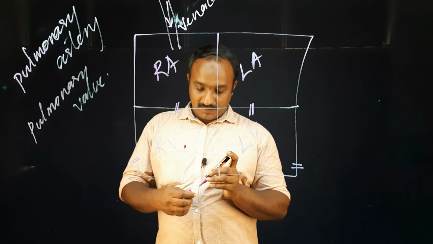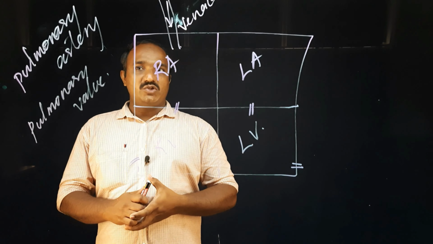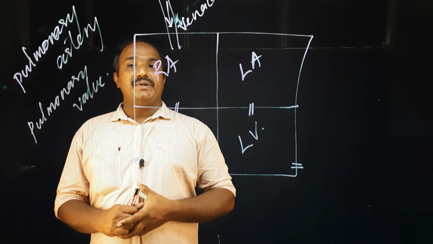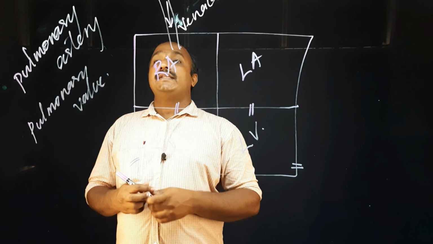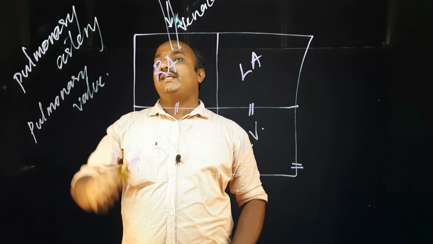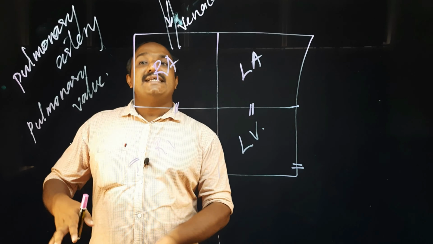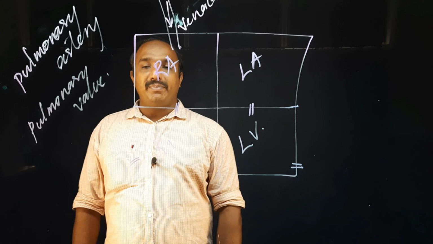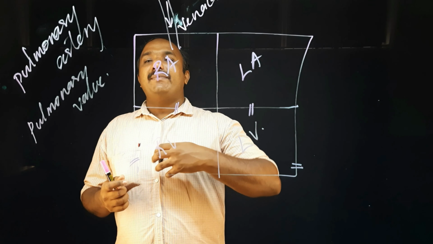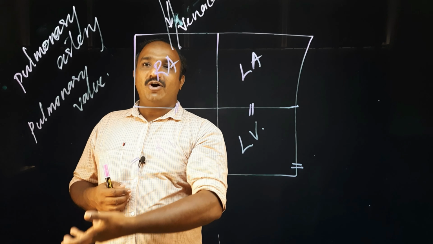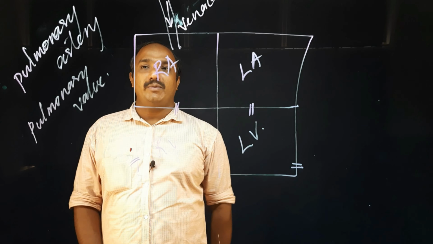Pulmonary valve. So through this pulmonary valve, what will happen? The impure blood passes into the lungs through the pulmonary artery. Then as it reaches the lungs, what will happen? It will be purified, or the carbon dioxide will be given out and oxygen will be received into the blood.